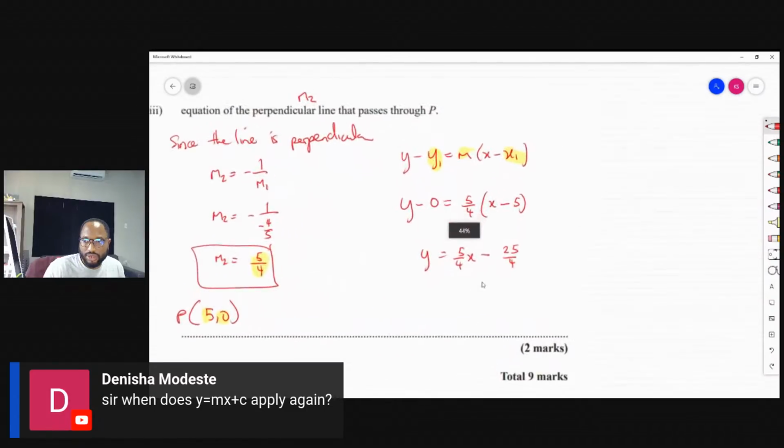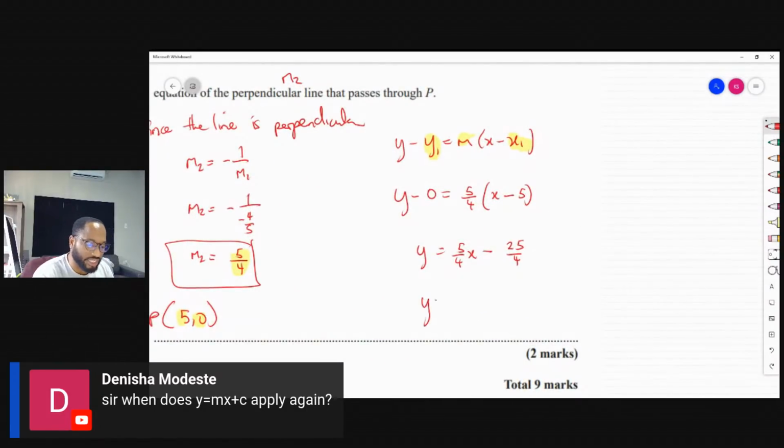So, like we did. Now you can leave it as improper fractions. I see some people put 5/4 x minus 6.25. An extra thing in my book, but we don't really deal with decimals too much in straight algebra.